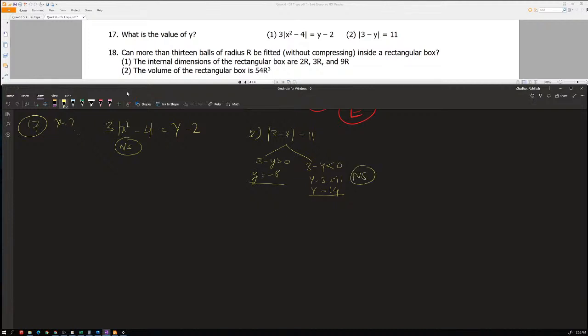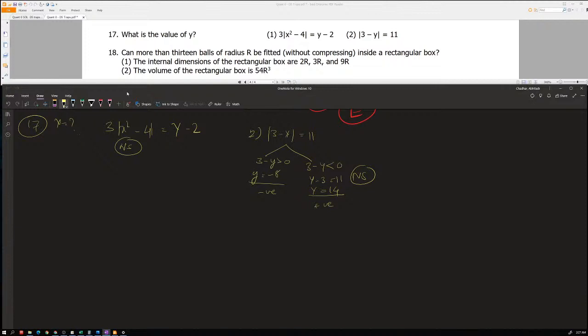Now let's combine both of them. If we combine, we can get to one value. We know that this is sufficient. This one is negative and the other one is positive. So if we know from this equation that y could be negative or positive, we can get the value of y.